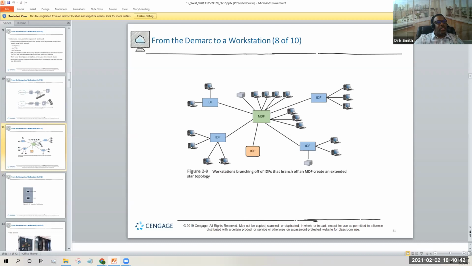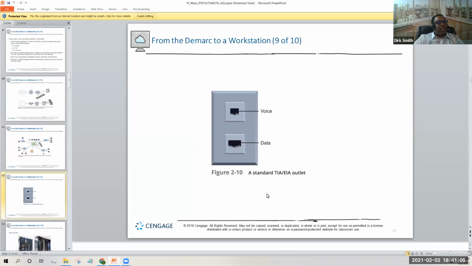So the workstations benchmark off the IDF, which also branches off from the MDF. And when you're extending them out, you have different workstations out here, and they're just branching off. So that's kind of how these networks are working together.